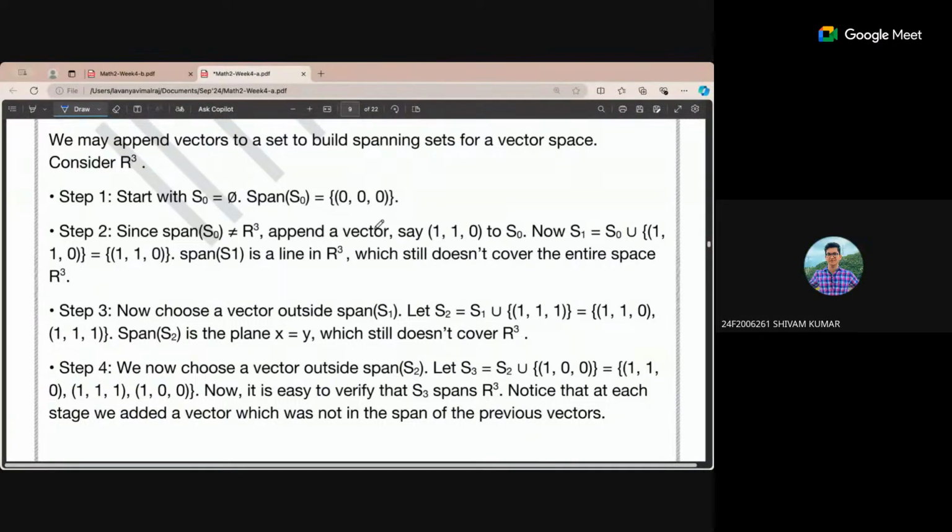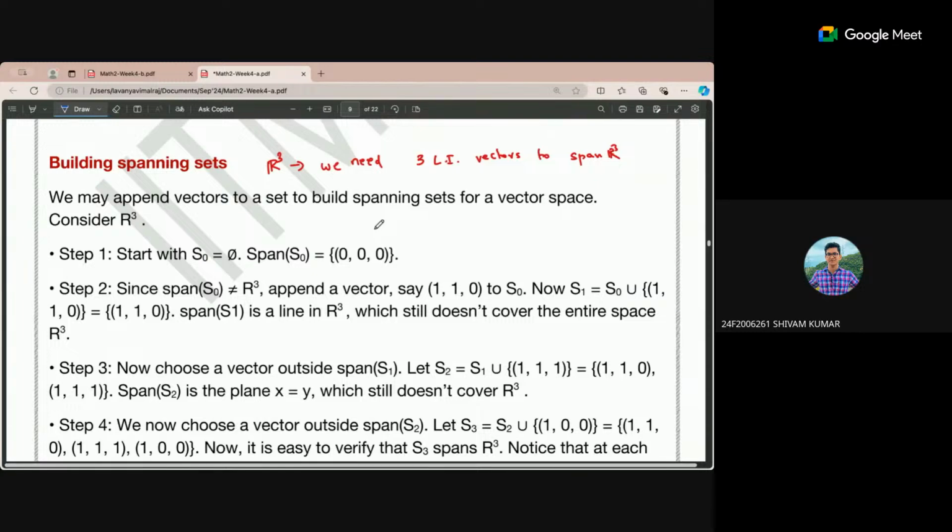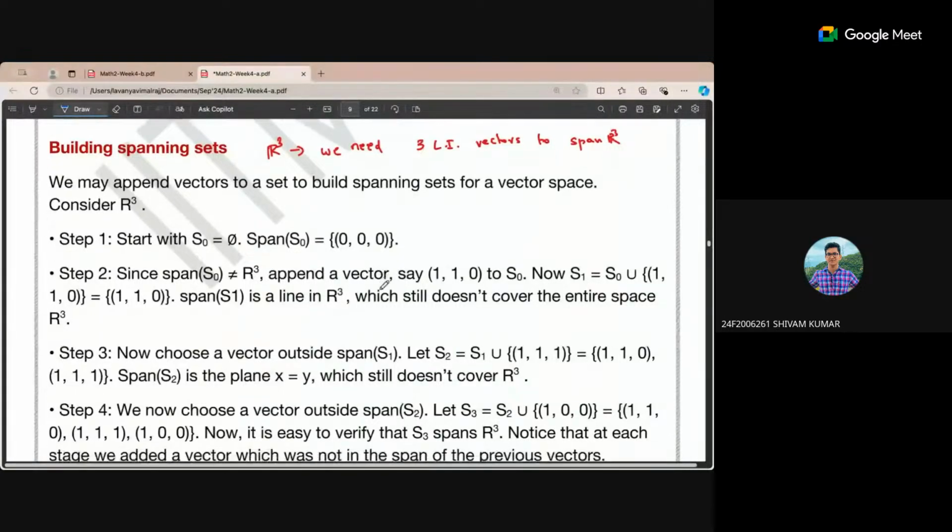Ah, ma'am, I got it. We don't even check for dependence and independence for this span. Yes, it's for a basis, right? For a basis, we need to check dependence and independence. But here, in this step, they are just showing that we are starting from an empty set. That's all. Yeah, I got it. Thank you.